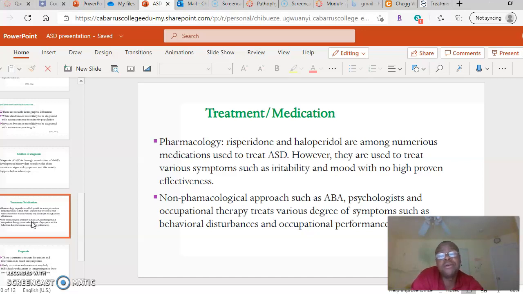And in terms of non-pharmacological approaches to treating autism, applied behavioral analysis (ABA), psychologists, and occupational therapy treat various degrees of symptoms such as behavioral disturbances and occupational performance. Especially in the OT world, I worked in a school district and we used a lot of sensory integration, not necessarily to cure autism, but to modulate the sensory system of kids going through it in order for them to be able to function in the classroom with their mates.